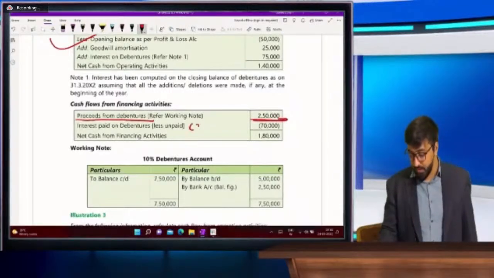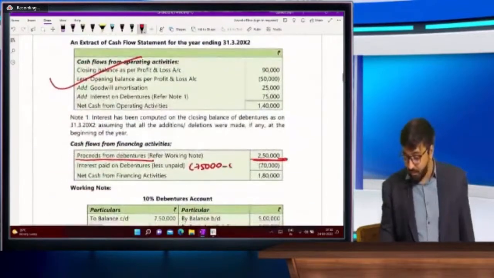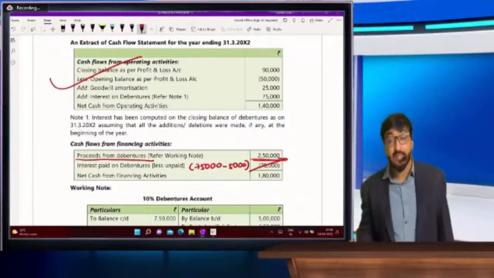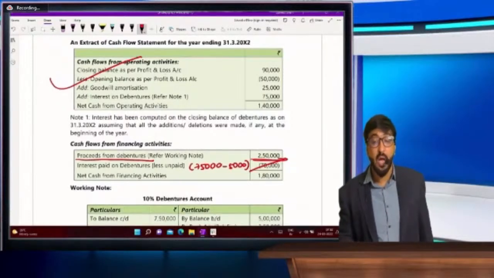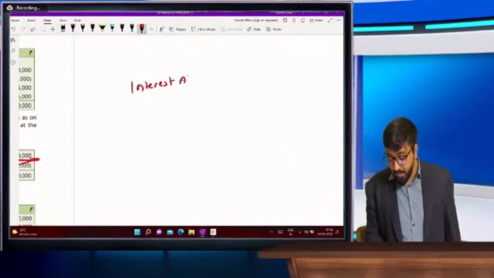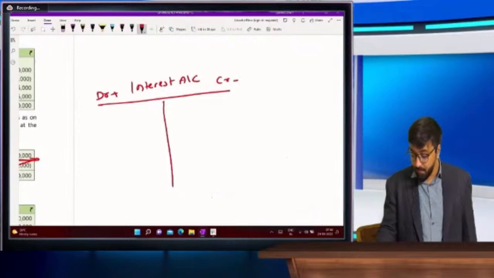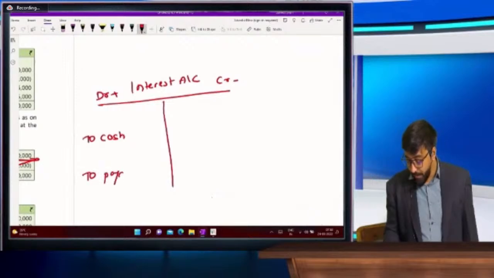Now what is interest paid beta? 75,000 is interest. But out of that, unpaid interest is 5,000. So you paid only 70,000. So here, this is outflow. Otherwise, prepare interest account. Expenditure. Okay. So 2 cash and 2 payable.